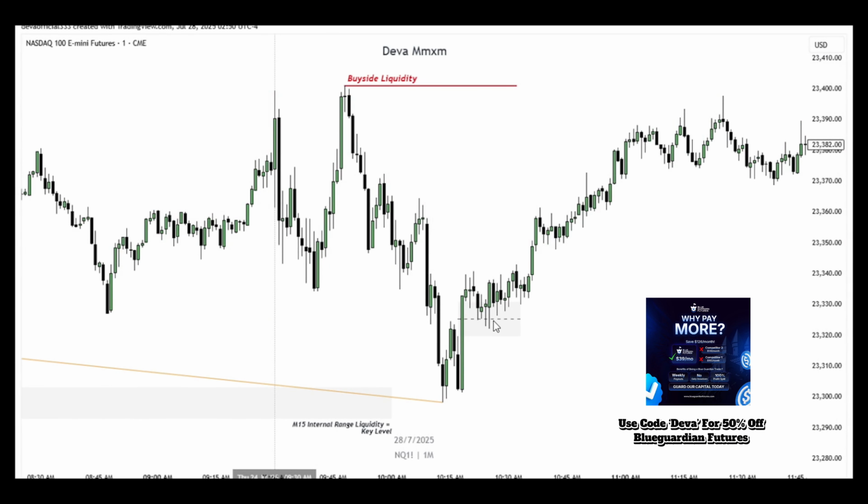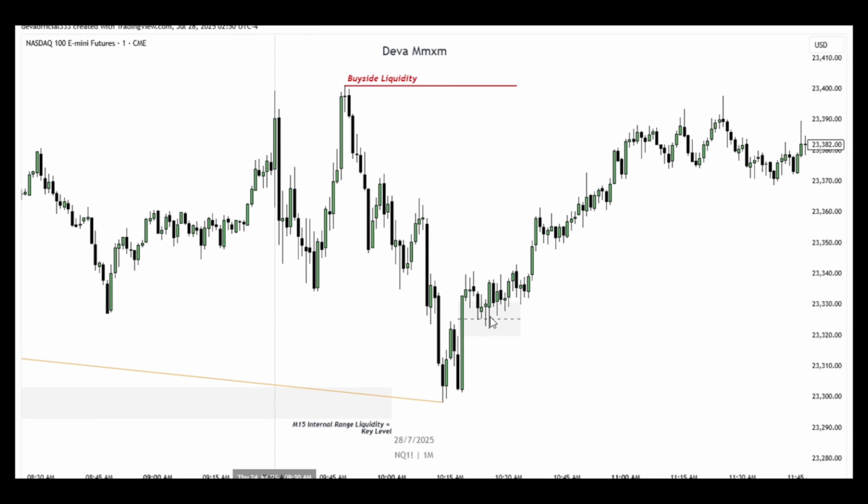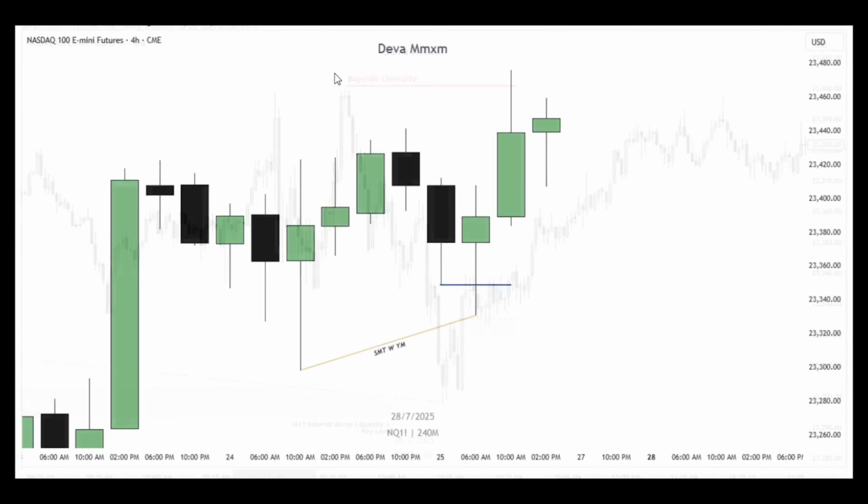And then the M1 structures. Change in the state of delivery with inversion FVG with the displacement, right? And that was an SMT here with the ES, I think so, yeah. And then we have this buy side run. And that's all you need.